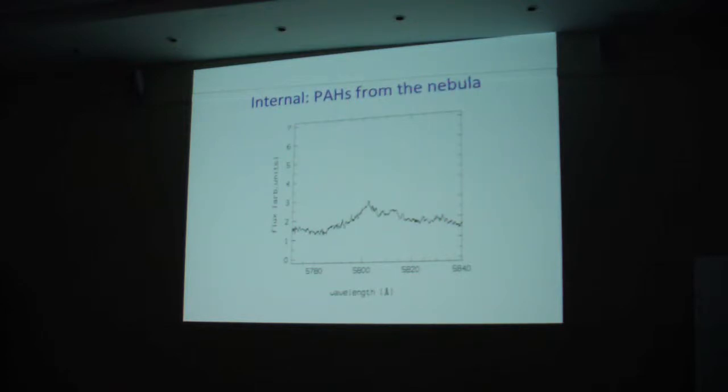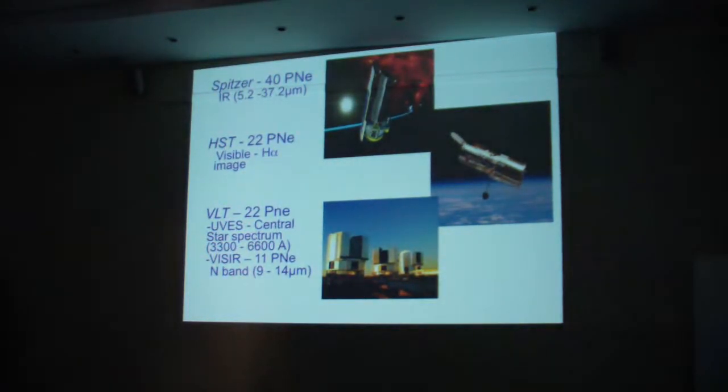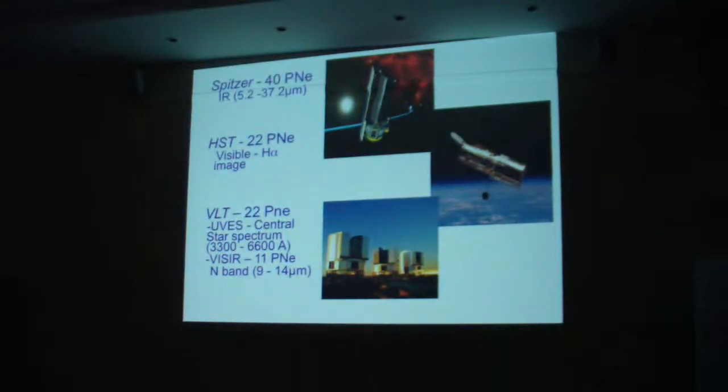And we actually found that, using the Spitzer spectrum, in none of the cases do you see any offset between the PAHs on the central star or the planetary nebulae. So we don't think this is some interaction in any of these planetary nebulae. So what we think it is actually is an internal cause in the central star or the nebula.